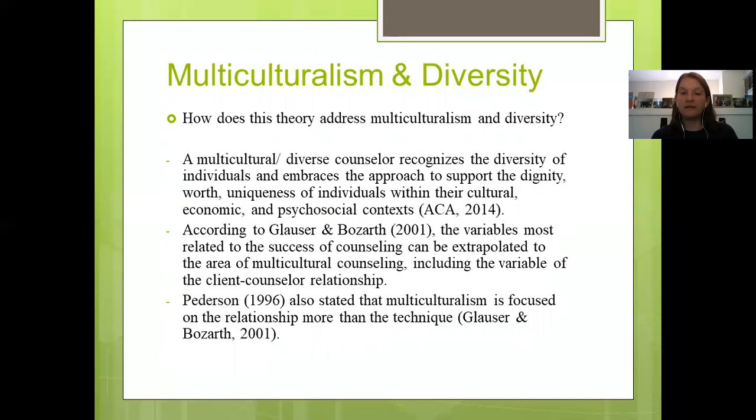A multicultural and diverse counselor recognizes the diversity of individuals and embraces the approach to support the dignity, worth, and uniqueness of individuals within their cultural, economic, and psychosocial contexts. According to the Glosser and Bozart article, the variables most related to the success of counseling can be extrapolated to the area of multicultural counseling, including the variable of client-counselor relationship. Pedersen also stated that multiculturalism is focused on the relationship more than the technique.